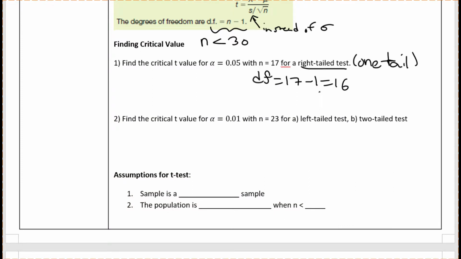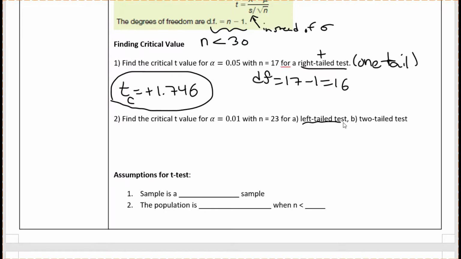All right, so our t value is 1.746. We'll call this t critical. Now, if it's a right-tailed test, that means the critical value is positive, so we have positive 1.746. If it's a left-tailed test, it's negative. So for this left-tailed test, the value is going to be negative. For the two-tailed test, it's going to be plus or minus, since we have both sides of the curve.